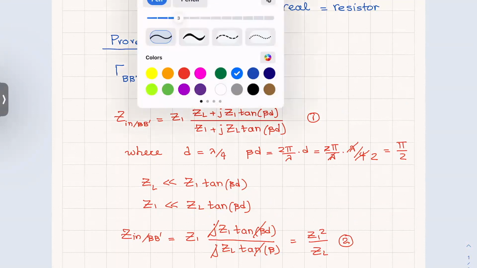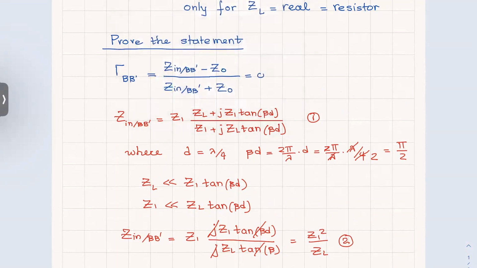When does this become 0? When the numerator goes to 0. When does the numerator go to 0? When Z input at B prime is what? Z naught.